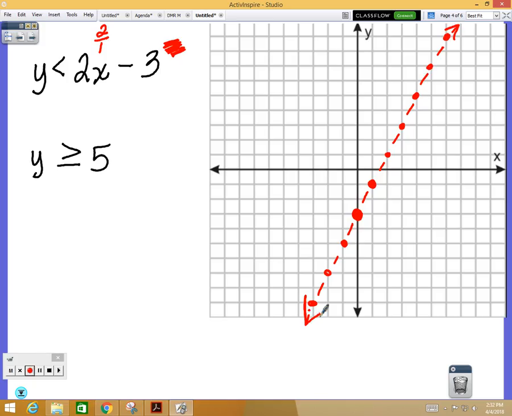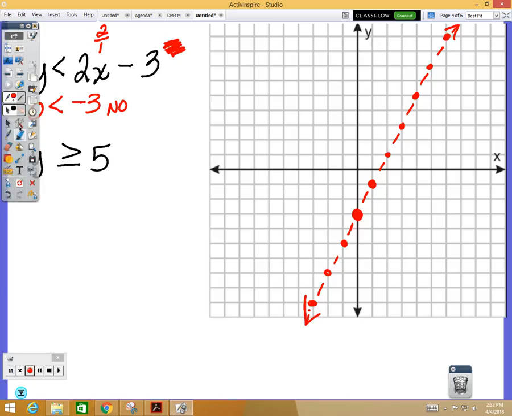All right, and then the last thing that we want to do is the actual shading of this. So since 0, 0 is not a number that is on that dotted line, I'm going to replace y with 0 and x with 0. So that's going to say 0 is less than -3. Is that true? No. So because it is not true, that means I am shading the side of the line that 0, 0 is not on.